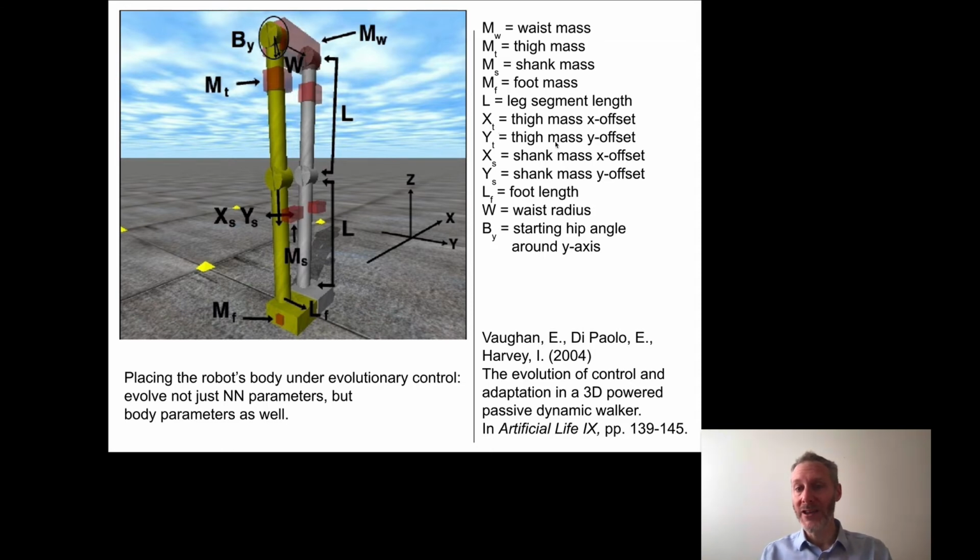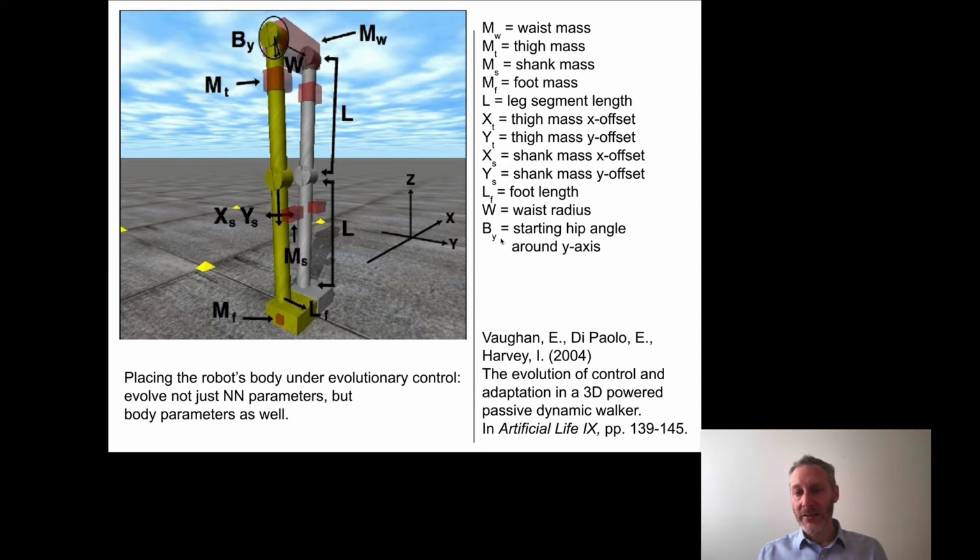They also evolved the offsets of the masses. So you could see this mass here is actually placed quite a bit forward on the shank. It could be backwards. The weight could be placed a little bit inwards towards the center line of the robot, or outwards on the outer side of the shank. Same thing with the thigh weight. They evolved the length of the foot, the radius of the waist. This one is important. This is the angle at which the leg can rotate relative to the waist. So what is the stride length that this robot is capable of?